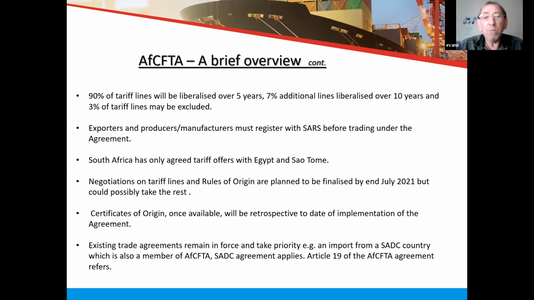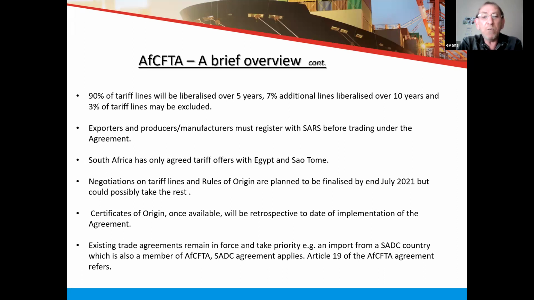But at the moment, we are only importing from Egypt and Sao Tome, so there is no preferential rates in place. If you open your new customs tariff book, you will see that there is a column for the African Free Continental Trade Area, and you'll see different rates of duty, but none of them are applicable because none of the tariff offers have been accepted. Only Egypt and Sao Tome at the moment. The existing trade agreements remain in force and take priority.